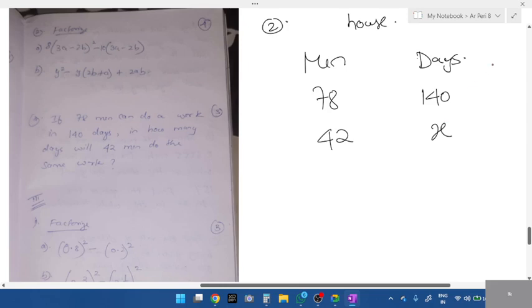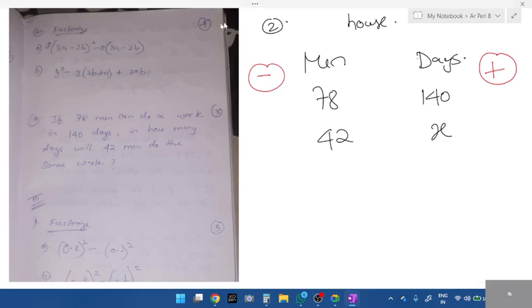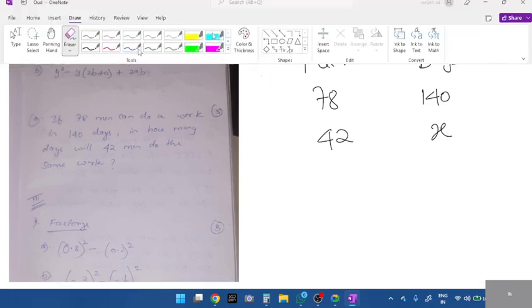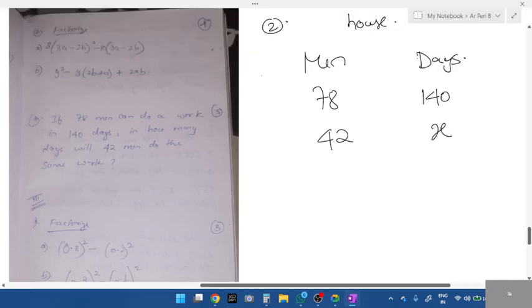So number of days is increasing. I'll put plus. Number of men is increasing or decreasing? 78 to 42. Decreasing. I'll put minus. One is decreasing, other one is increasing. Inverse or direct variation, students? Is it inverse? Inverse variation. All of you understood? This is an inverse variation question.